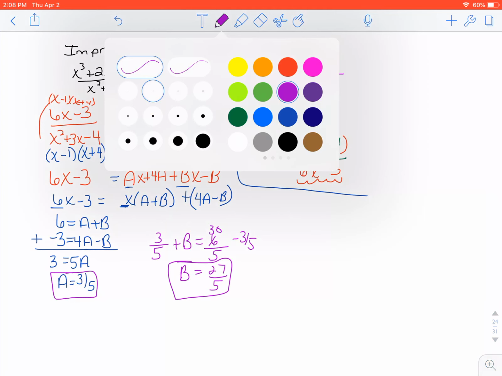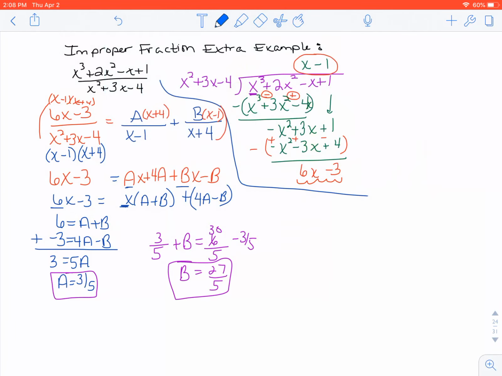We had an improper fraction. The power on the top was bigger than the power on the bottom. So our original fraction is now equal to x minus 1. That's the part that we factored out to make it proper. In addition to that, we have this 3/5, and that represents a.